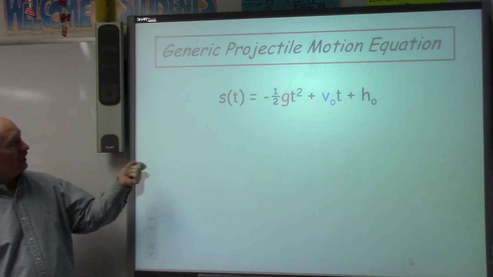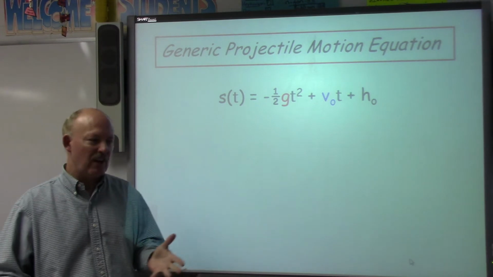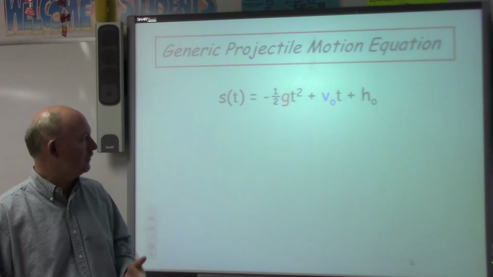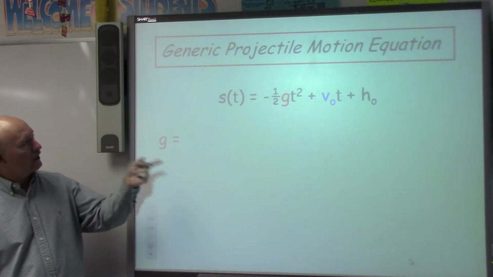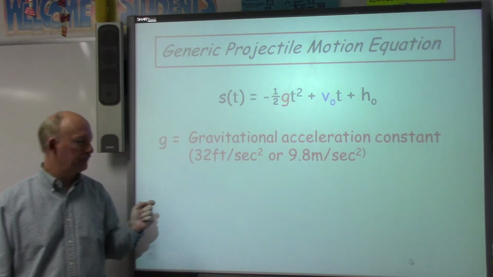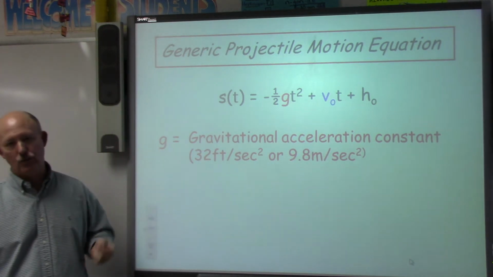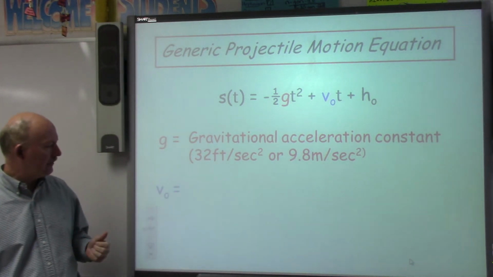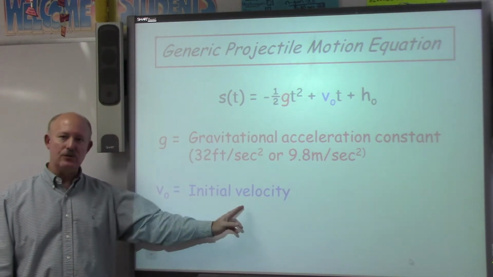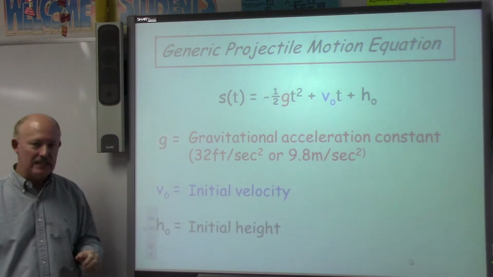The reason I'm looking at this is because sometimes with velocity acceleration problems, you may have to write your own equation given certain information. First of all, in the projectile motion equation, g represents your gravitational acceleration constant, either 32 feet per second squared or 9.8 meters per second squared. V sub 0 on the linear term represents the initial velocity, and h of 0, the number down on the end, represents the initial height.